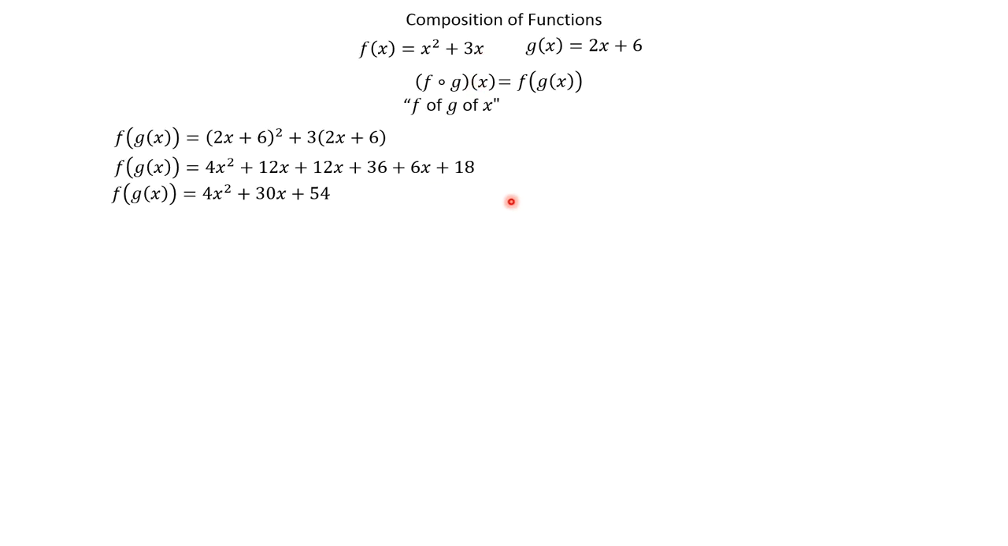We can switch the order on this. We can do g of f of x. So we're going to take all the x's in the g function and replace them with the f function. So g is 2 times something plus 6. We're going to fill in that something with f of x: x squared plus 3x. Distribute the 2, and we're done.